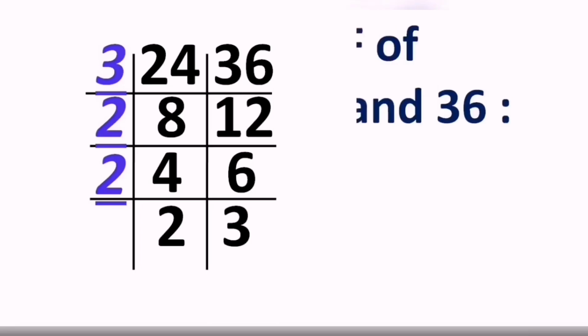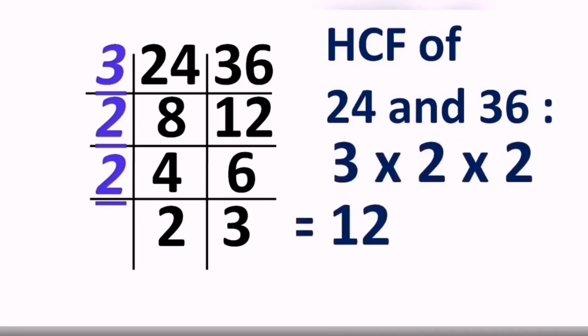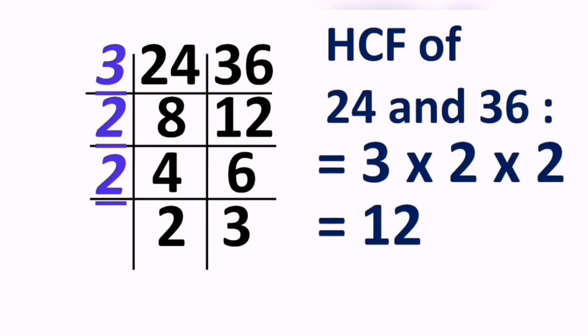So what I'm going to do, I'm going to write a simple statement. HCF of 24 and 36 is nothing but the multiplication of all these three numbers. 3 into 2 into 2, that gives me the result 12, and here we are with the answer. Now if you observe this 12, if you know the table, the 24 and 36, both the numbers are present in the table of 12, and 12 is the highest number.